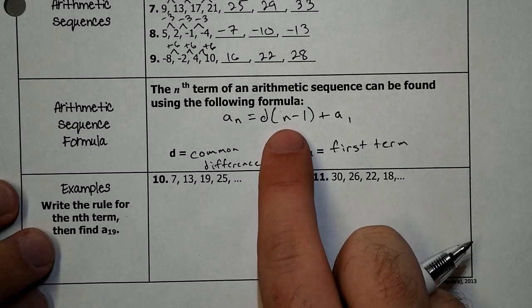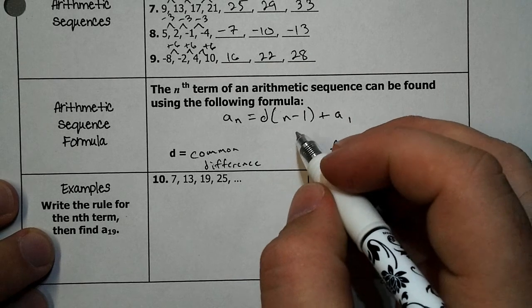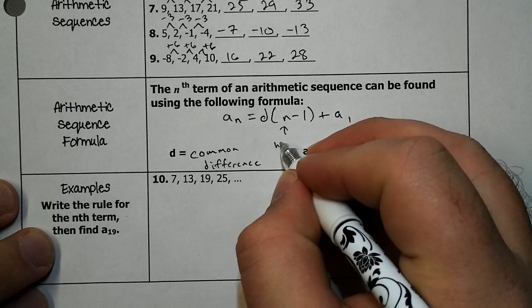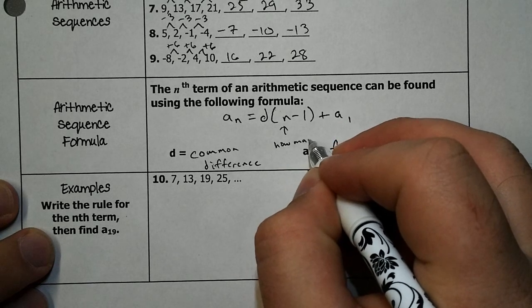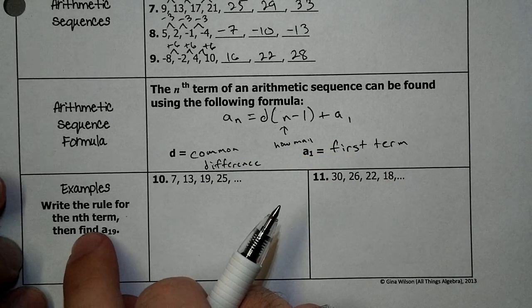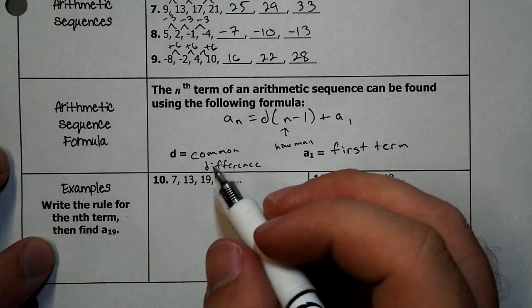The n is how many. So whether you're trying to find the 5th term, 8th term, or 9th term, that's just how many it's asking for. And a sub n is just the final result. So it says use this rule to find the nth term, then find a sub 19.